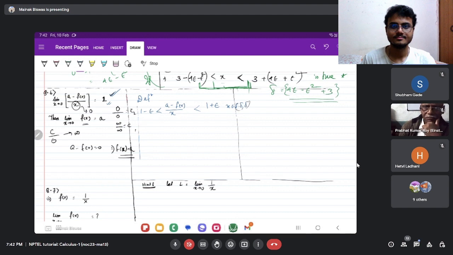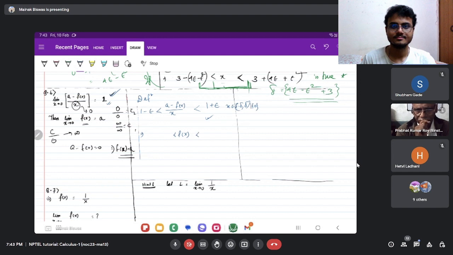The delta neighborhood of 0 is minus delta to 0 plus delta. This is true for that, right? So it's between 1 minus epsilon and 1 plus epsilon. For this to be true, now you can rewrite it. Let's rewrite it as some function of f of x.